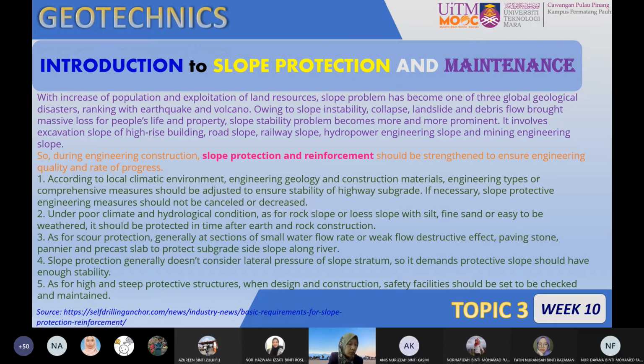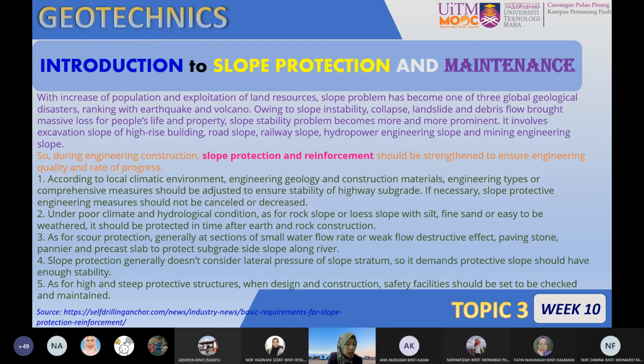So when you read from here, with the increase of population and exploitation of land resources, slope problems have become one of the three global geological disasters, ranking with earthquake and volcano. Owing to slope instability, collapse, landslide, and debris flow bring massive loss to people's lives and property. Slope stability problems become more and more prominent. It involves excavation slopes of high-rise buildings, road slopes, railway slopes, hydropower engineering slopes, and mining engineering slopes. So during engineering construction, slope protection and reinforcement should be strengthened to ensure engineering quality and rate of progress.